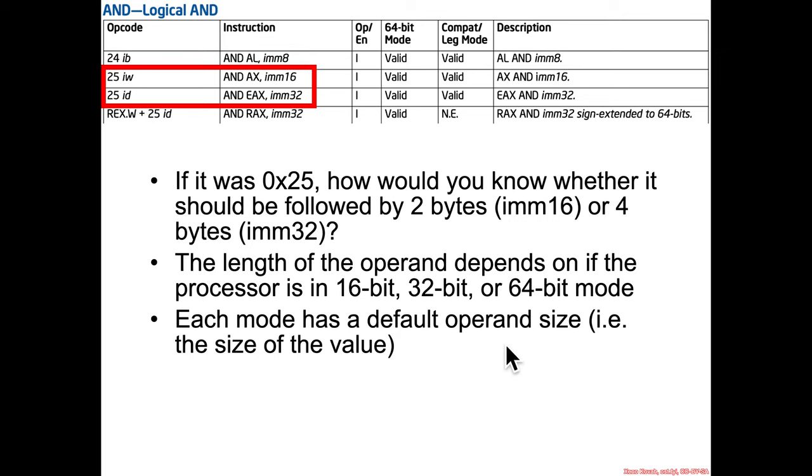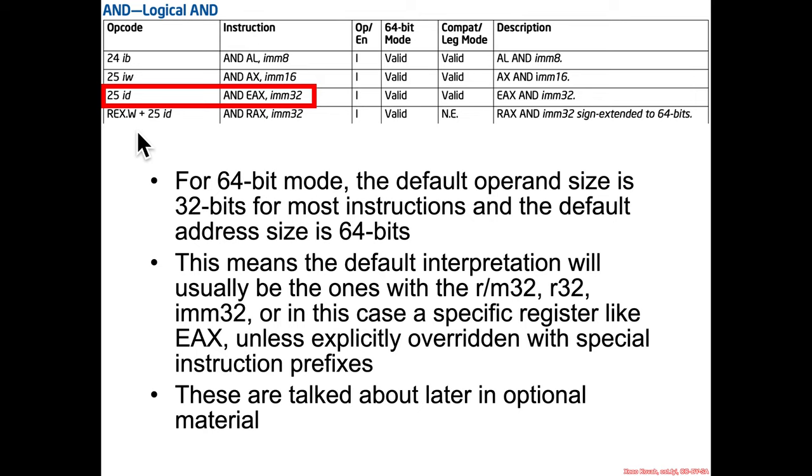So each mode has a default operand size, and that basically tells the processor what it should be expecting. Now, in reality, first of all, the 64-bit mode default operand size is actually 32 bits rather than 64 bits. So in general, when you're reading through the manual, you should expect that 64-bit mode will always be using 32-bit immediates and 32-bit registers, unless it happens to be using some extra instruction prefix to force it to use a 64-bit value. I talk about these instruction prefixes later, but basically it can use either of these forms. I don't want to jump ahead and talk about this column.